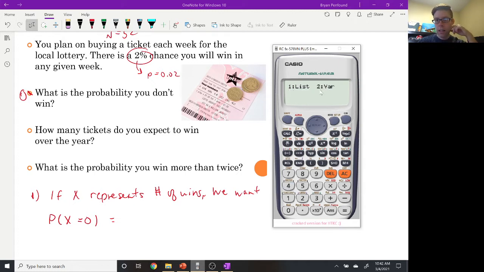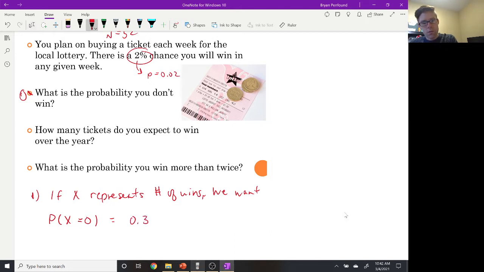So I'm going to choose number 4. I'm going to input our parameters or our variables. So picking number 2, and then just updating this to match with this question. So we want 0 wins. So X is equal to 0. We are going to have 52 trials. We're going to be buying a ticket each week. And then we want the probability of seeing a success to be 2%, right? We win 2% of the time. And bada boom, we get about a 34.97% chance. So 0.3497, or about 34.97% chance that we're not going to win whatsoever.